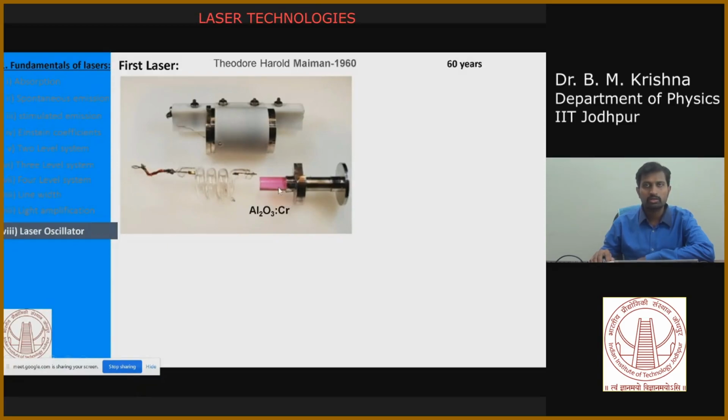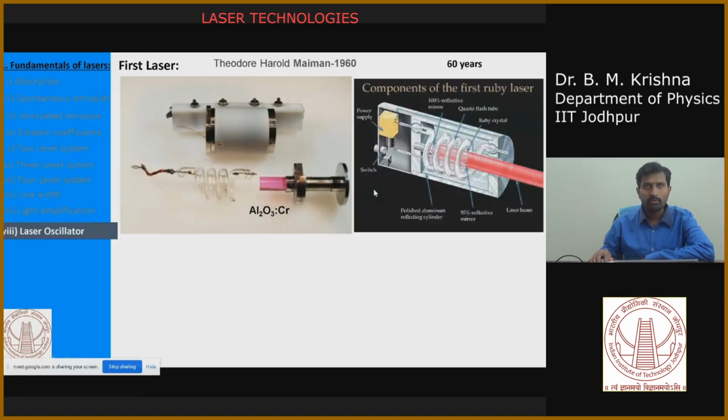So ruby is actually a composition of aluminum oxide and chromium. Your chromium atoms are doped into your aluminum oxide to make a ruby crystal. So this is the active medium. Your laser transition will happen in the energy levels of the chromium. Your aluminum oxide is the host to make your proper energy levels.